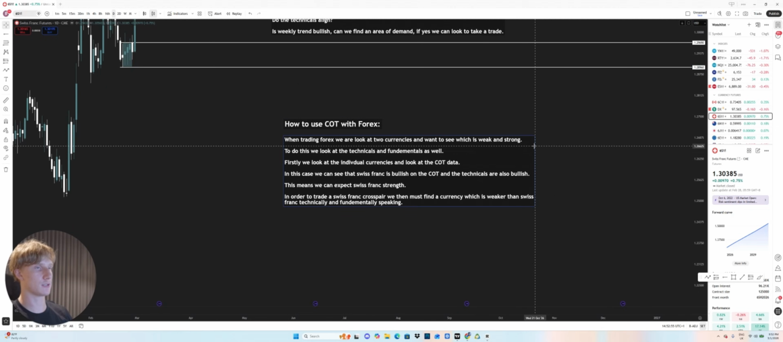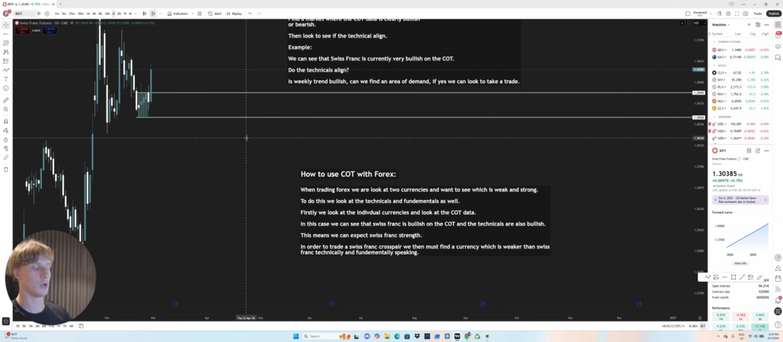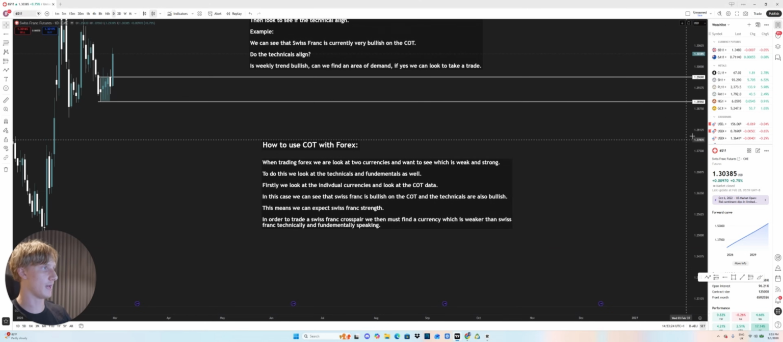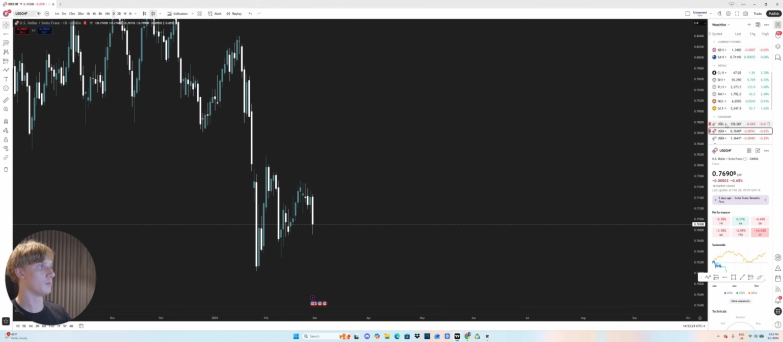Cool. So when trading Forex, some of you might not be familiar. What is the foreign exchange market? It's currency versus currency. And when we are trading the pairs, we are trading either one currency being strong and the other being weak or vice versa. Now, in this case, we can see that the Swiss franc is strong, the fundamentals align, the technicals align, everything is looking absolutely perfect. So what we would then be looking to trade is a Swiss franc pair. Now, the most common one is going to be USD CHF. We also have a few other ones, but for this example, we're going to use USD CHF.